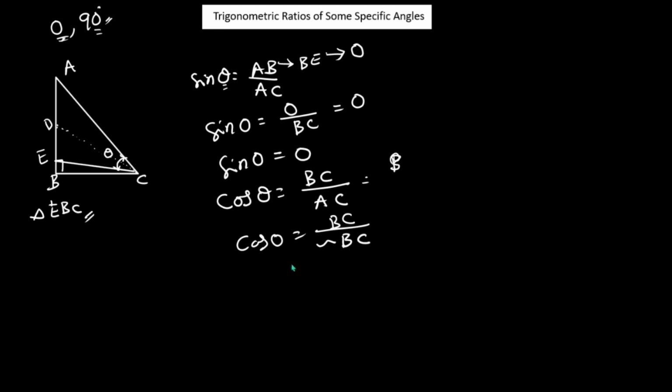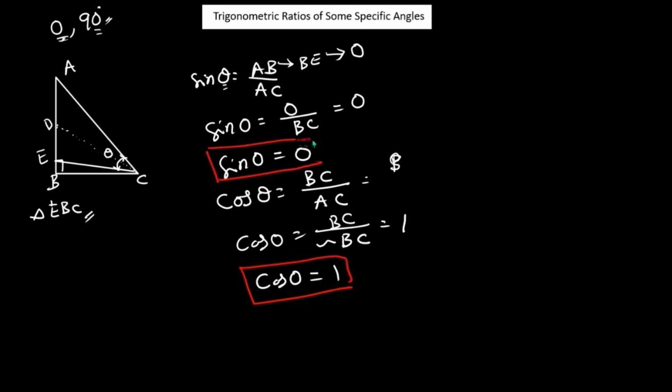It never forms the triangle. That's what it's saying. So when it is going to 0, this AC will become the BC. Then we will get 1. That says we will take cos 0 as 1. So now we derive two things: one is cos 0 as 1 and sin 0 is 0.